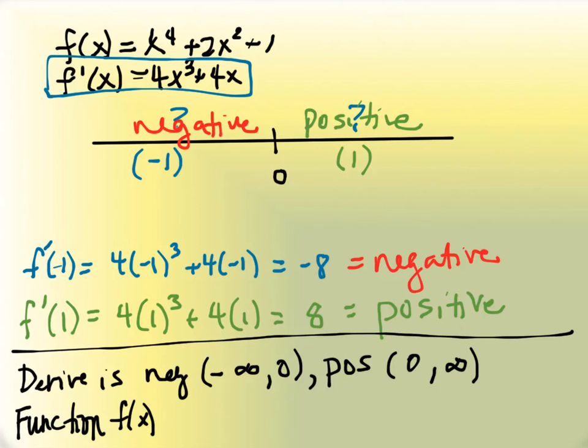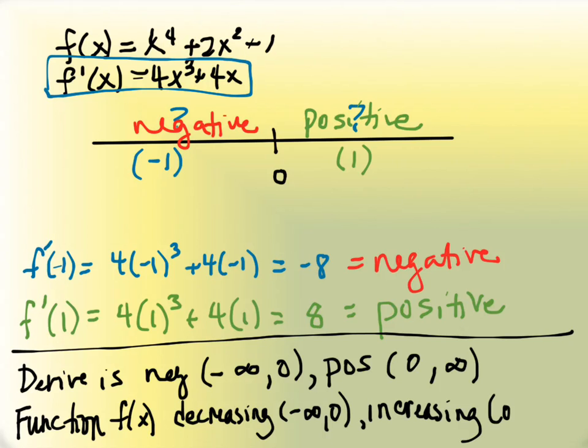So our function f of x is decreasing from -infinity to 0. It's going downhill. And it is increasing for the same reason from 0 to infinity. That's what this information tells us. Now graph it. Take a look. Does the statement we just made match what your calculator is going to tell you? So if you take a calculator and you graph x to the fourth plus 2x squared plus 1, what does it look like?